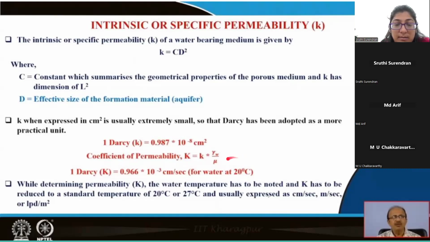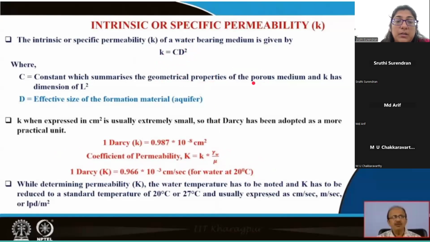When the values are substituted in this equation, we get that 1 Darcy of coefficient of permeability is equal to 0.966 into 10 to the power minus 3 centimeter per second for water at 20 degrees Celsius. So we see here that coefficient of permeability is not just a property of the material, but it is also representative of the properties of water that is flowing through it. Whereas intrinsic permeability is only representative of the material.